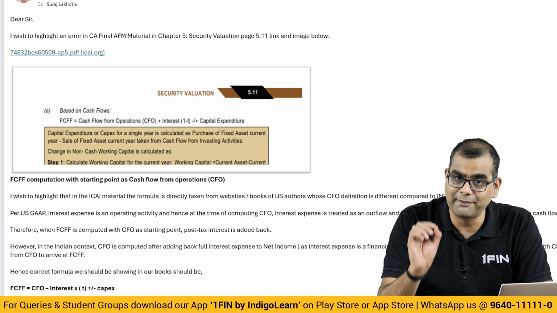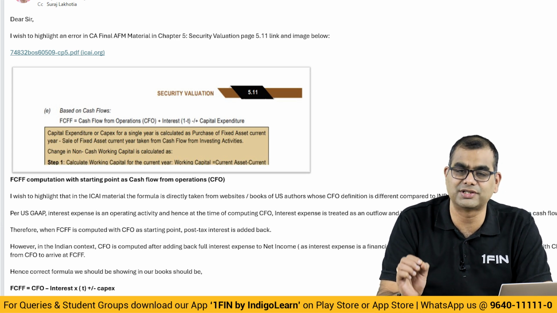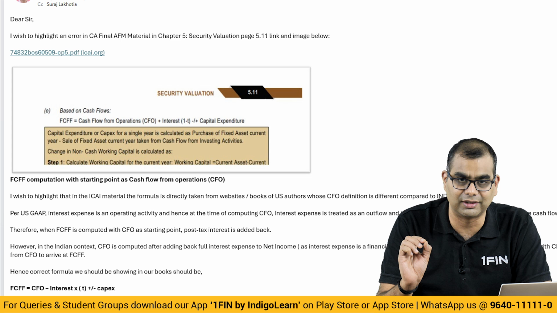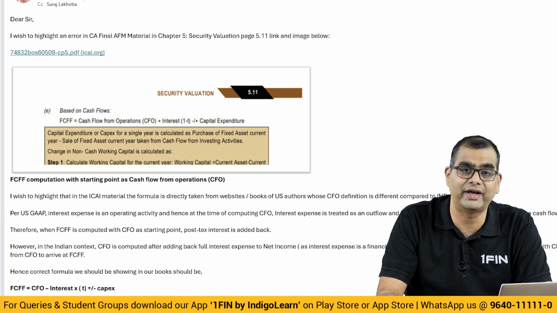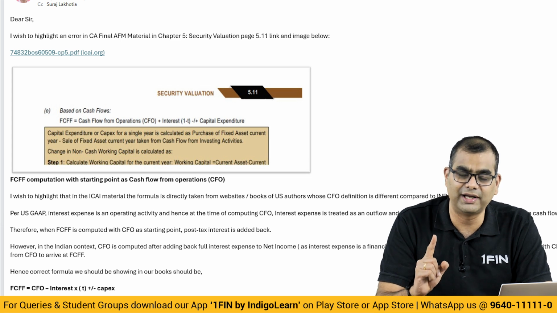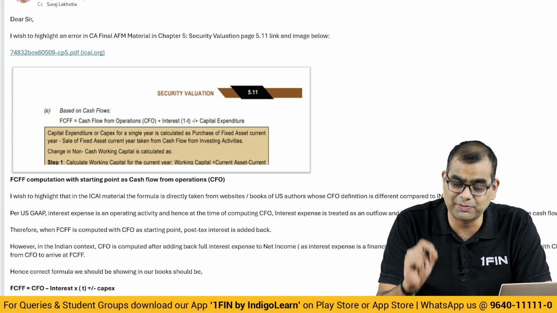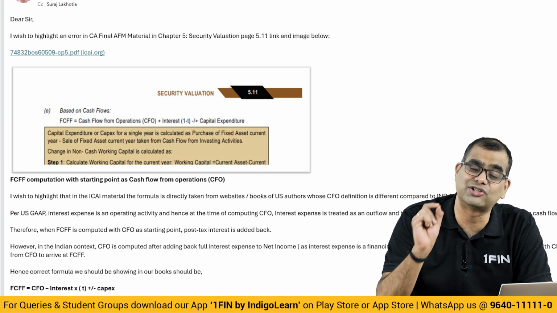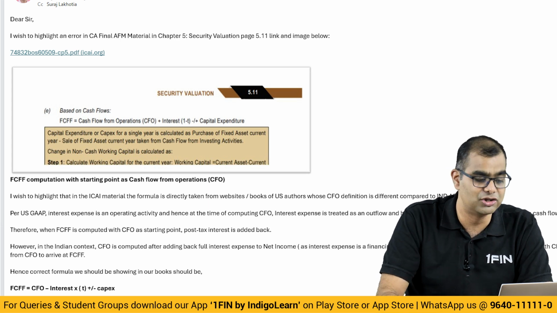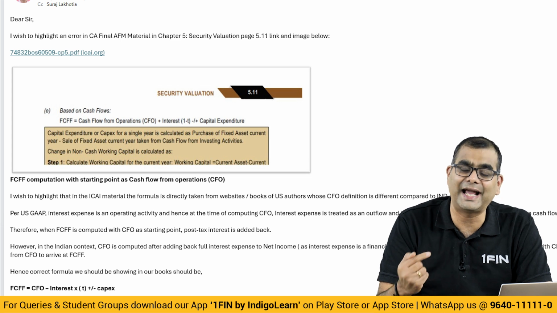They have actually pointed out that if cash flow from operations includes interest, then the required adjustment has to be done. So this is the correct formula that you should have for FCFF when you are computing FCFF from cash flow from operations, especially in the Indian context where interest expenditure is a financing activity and it is not included in cash flow from operations. So in FCFF you subtract only the tax benefit of the interest.